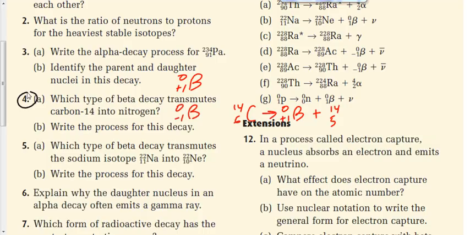Let's check beta minus just to make sure that it's that one. 0 minus 1 beta plus what? 0 plus 14 is equal to 14. Minus 1 plus 7 is equal to 6. And if you look in your periodic table, atomic number 7 is nitrogen. So it's got to be beta negative decay. Beta negative decay that does that.